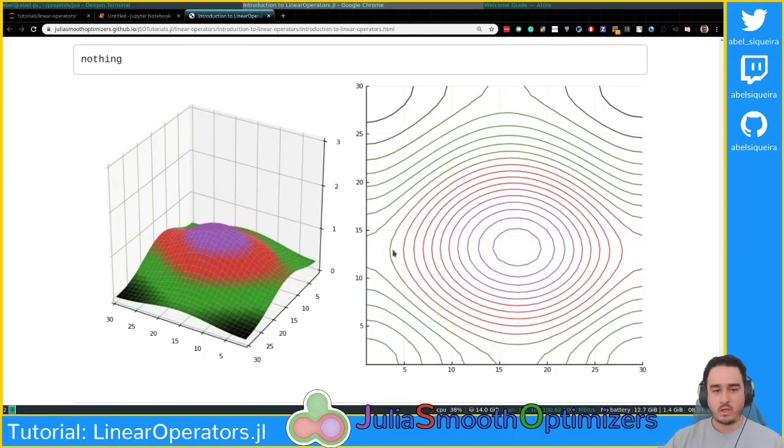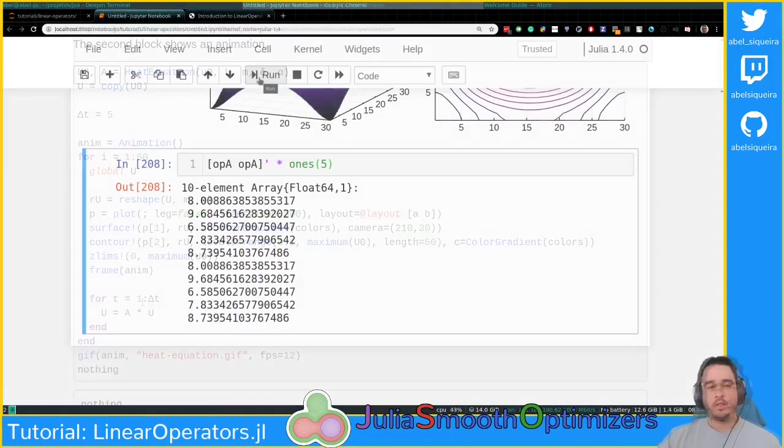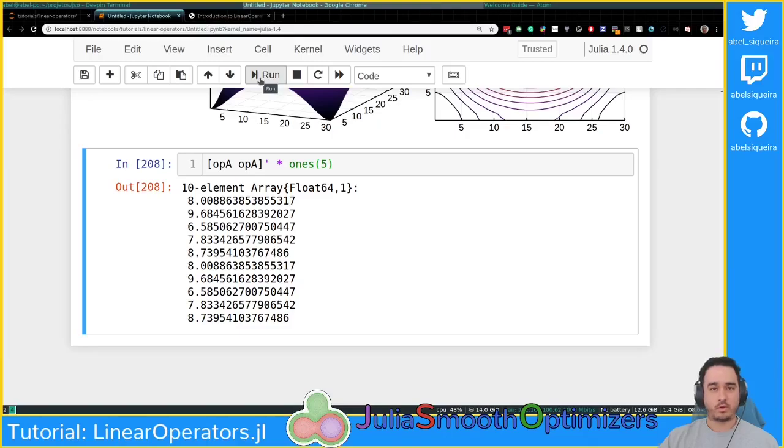Okay, so all of this is done using only linear operators. So here I have u equals a times u, which is what's creating the animation. Okay. So this is it for my linear operators tutorial. I hope you liked it.